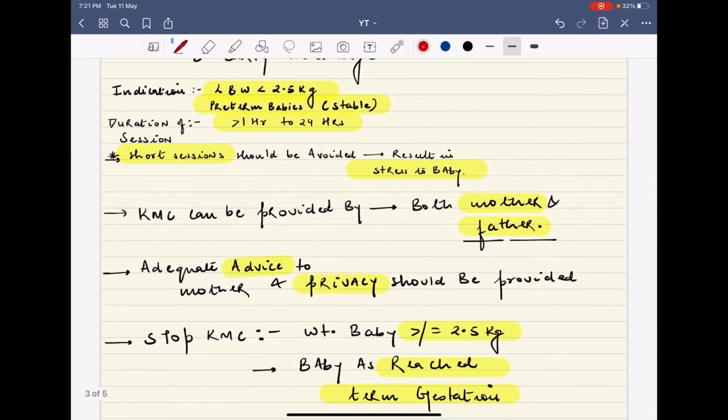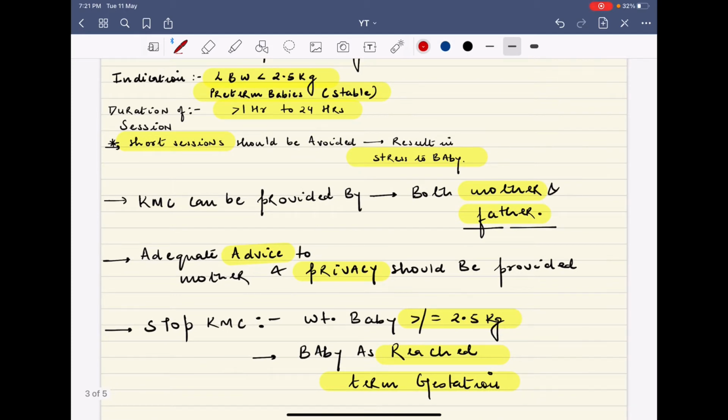Now what are the indications of kangaroo mother care? The indications are weight less than 2.5 kgs, and preterm babies which are stable. Now you have to remember that for both low birth weight babies and preterm babies, the baby should be stable for kangaroo mother care. Now the duration of the session should be greater than 1 hour or maximum can be 24 hours. Now you may ask, a 24 hour session, how can it be possible?